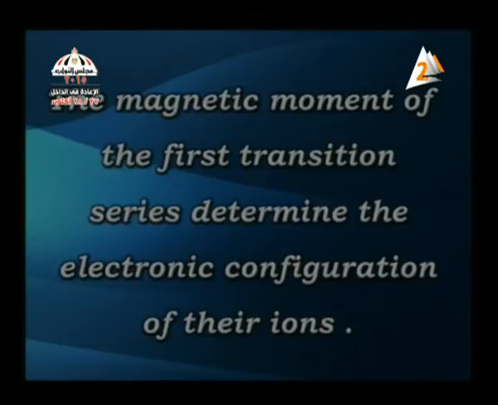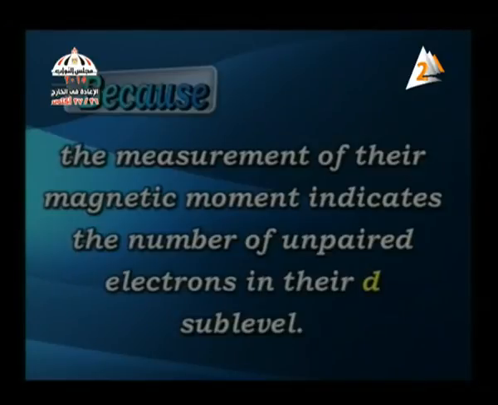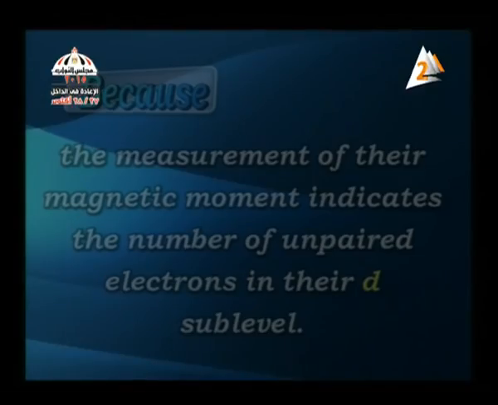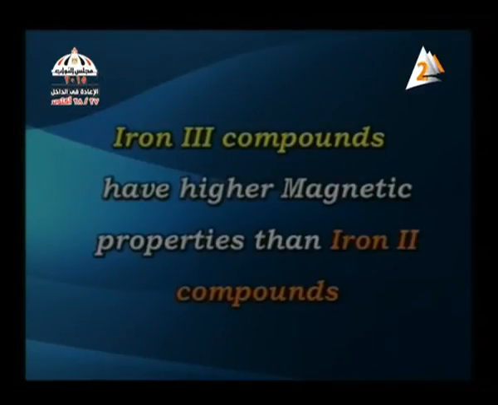Next point, the magnetic moment of the first transition series determines the electronic configuration of their ions. The reason for that is the measurement of their magnetic moment indicates the number of unpaired electrons in their d sublevel. Next point, iron(III) compounds have higher magnetic properties than iron(II) compounds.